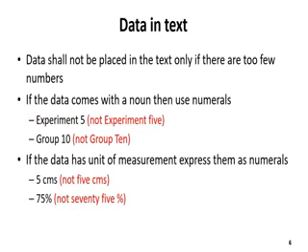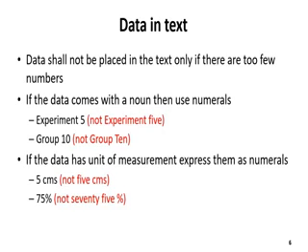Data should be placed in the text only if there are too few numbers. That means if your data set has very few numbers, it is better to place it in text. Also, if the number comes with a noun, then use numerals like experiment number 5, group 10, like this. These are not to be spelled out but to be placed in the form of numbers.